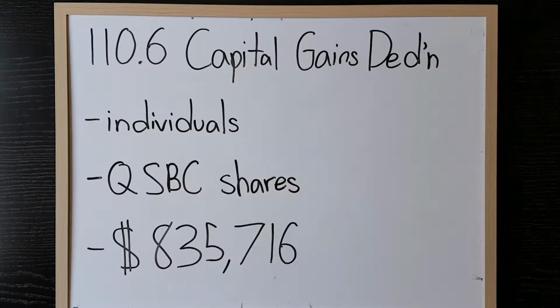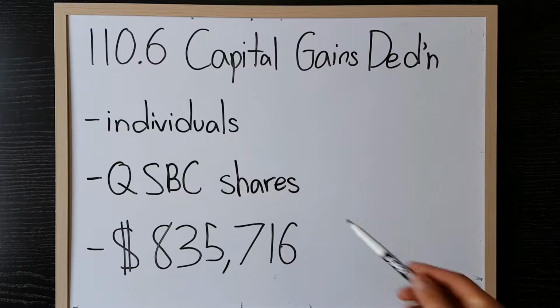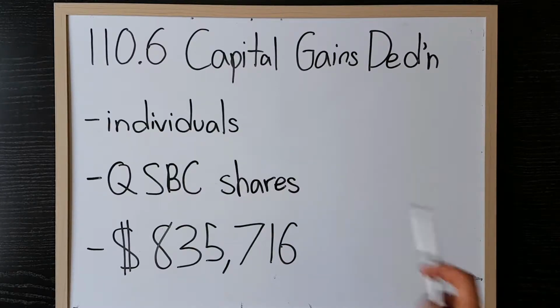So the capital gains deduction is a Division C deduction available to individuals. What it does is it allows individuals to deduct capital gains incurred on the disposition of certain types of property. This includes qualified farming and fishing property, as well as qualified small business corporation shares. We're going to focus on QSBC shares because this comes up more frequently.